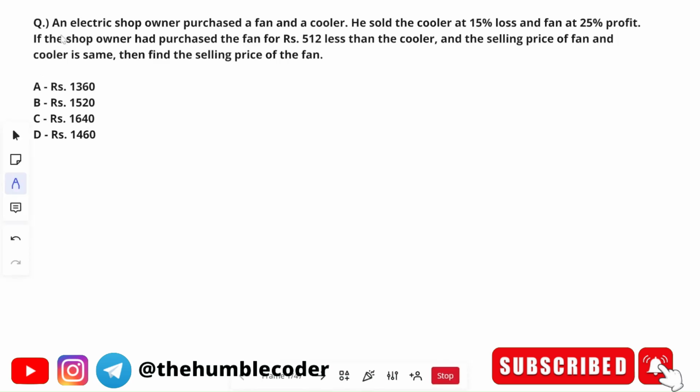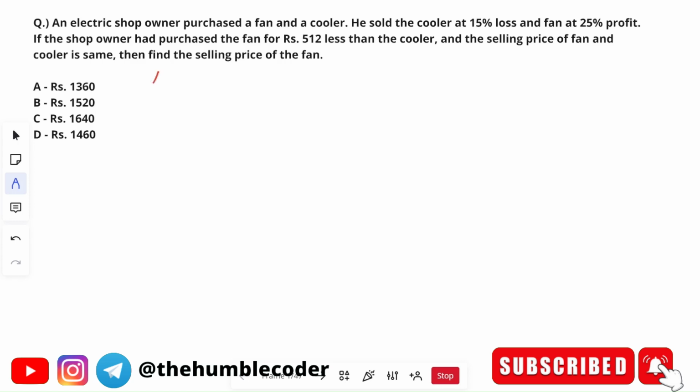Let's look at this question that we have. An electric shop owner purchased a fan and a cooler. He sold the cooler at 15% loss and the fan at 25% profit. If the shop owner had purchased the fan for rupees 512 less than the cooler, and the selling price of the fan and the cooler is the same, then find the selling price of the fan. See, this is a simple question. Let's try to understand and solve it.